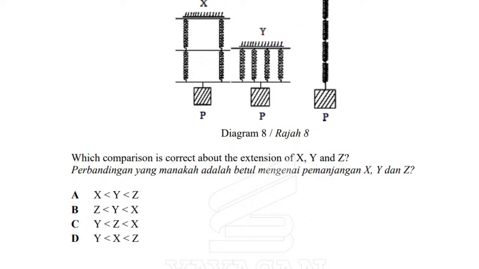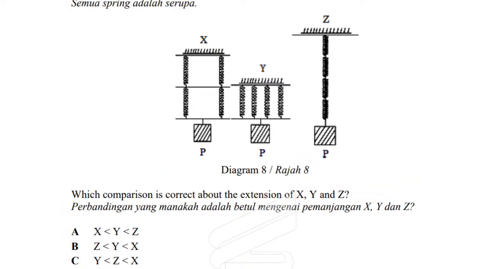It is actually easy. If you look at this, the number of springs they use are all the same. See, 1, 2, 3, 4. Here also 1, 2, 3, 4. This is 1, 2, 3, 4. So if the arrangement is in series, that will be the longest. And if they arrange it in parallel, that will be the shortest. So obviously Z will be the longest, and Y will be the shortest, X in between.